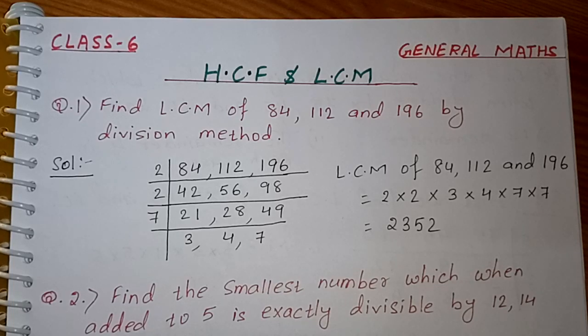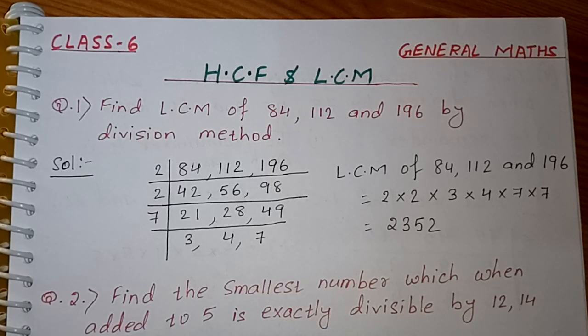So children, what we are doing, we are discussing the chapter HCF and LCM, is it? And in the previous class what we discussed? We discussed LCM by the method of divisor method, is it now? So LCM, what is LCM? LCM is the smallest number that is divisible by given numbers exactly, is it now?